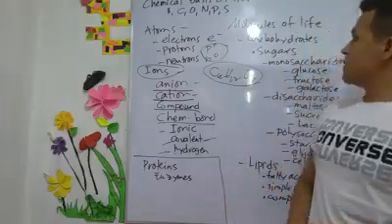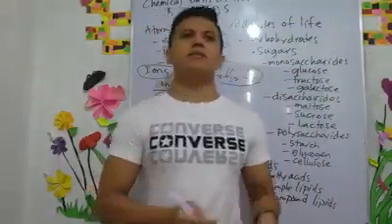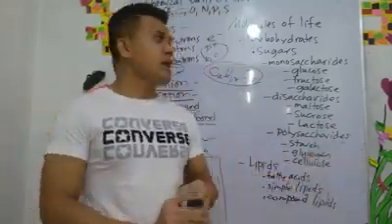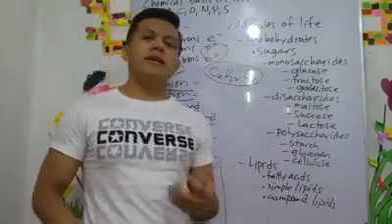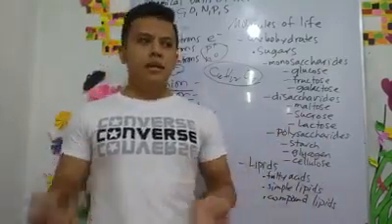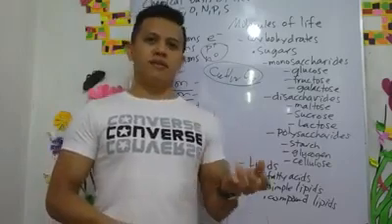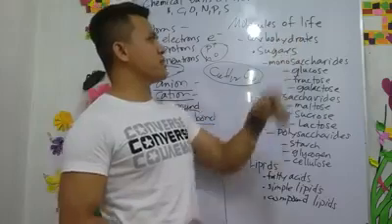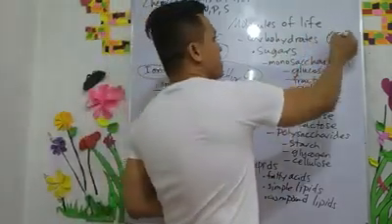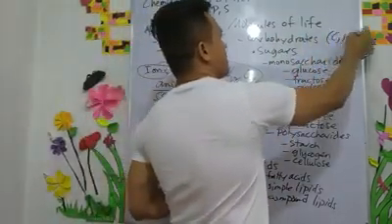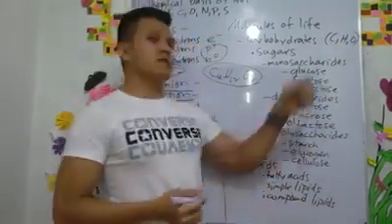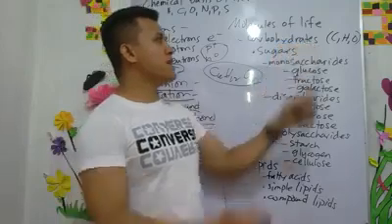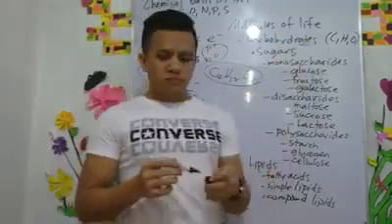Next one, we have molecules of life. When you say molecules of life, they are macromolecules, considered very important in all life processes, because without them, life could not go on in a given organism, or a living thing. First one, carbohydrates. Carbohydrates are composed of carbon, hydrogen, and oxygen. These are the three elements that compose carbohydrates.